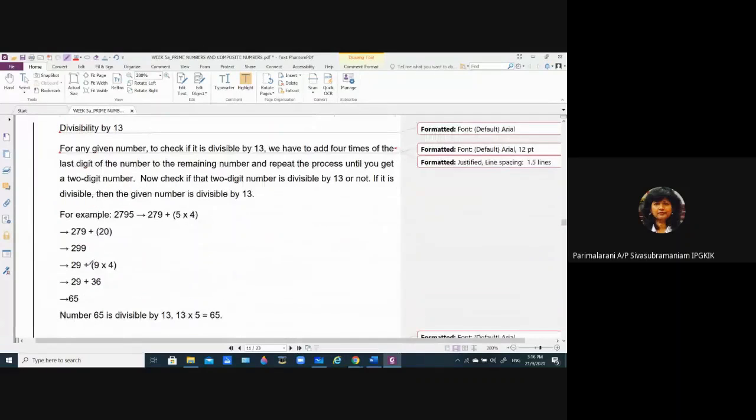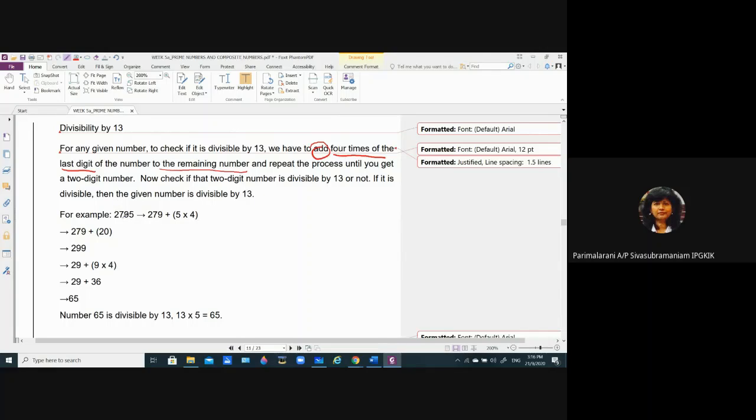Now, the last one, divisibility by 13. Okay, this one is a little bit more difficult. Not difficult, we just have to remember a little bit more. For any given number, to check if it's divisible by 13, we add 4 times the last digit to the remaining number, and we repeat until we get a 2-digit number. Then we check if it's divisible by 13 or not.